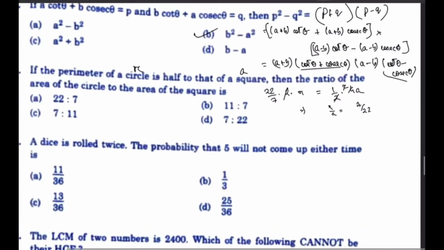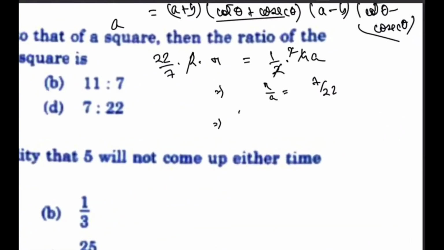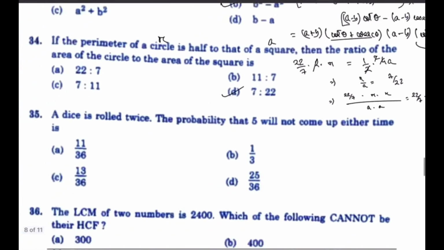Ratio of area of the circle to area of the square. So now we want 22 by 7 into r by a into a. This will be 22 by 7 into 7 by 22 into 7 by 22, that is 7 by 22. This is your correct answer.